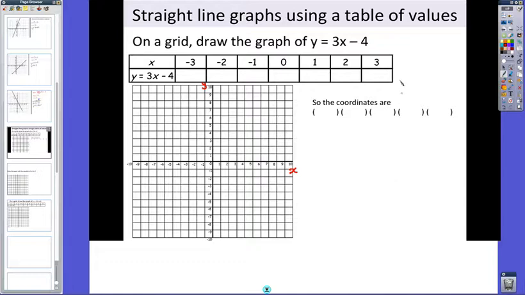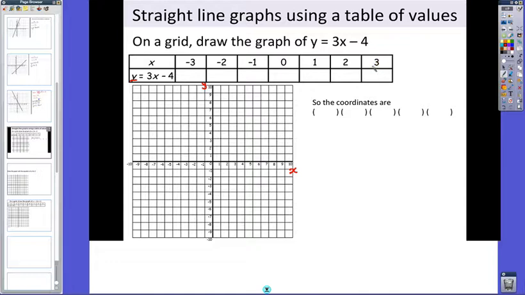Okay, so let's begin. The equation that we've got is y equals 3x minus 4, and I've done the values for x already, so you have to write them down yourself, and then you have to work out what the y value is. This gives you a pair of coordinates that you can plot, and you can draw your straight line. Okay, let's begin.